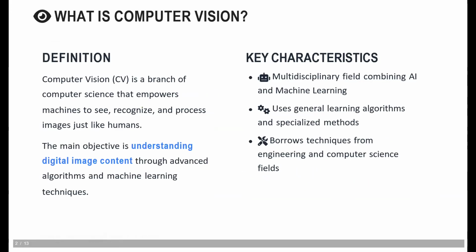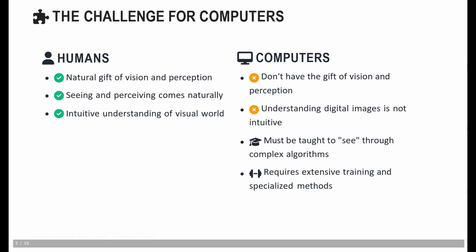So, key characteristics. It's a multidisciplinary field combining AI and machine learning. It uses general algorithms and specialized methods, and borrows techniques from engineering and computer science fields. Now, challenges for the computer.